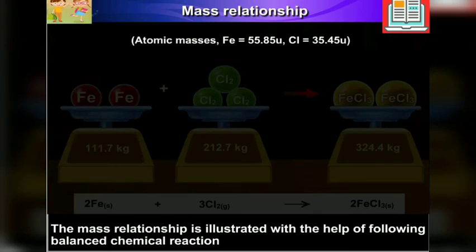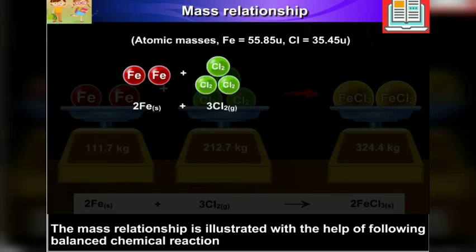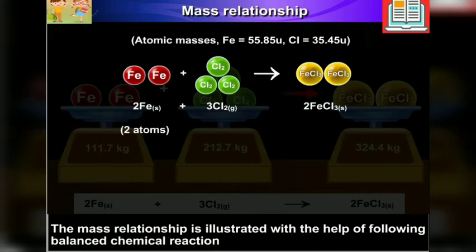Atomic masses: Fe equals 55.85 u, Cl equals 35.45 u. 2Fe in solid form plus 3Cl2 in gaseous form gives 2FeCl3 in solid form. 2 atoms of Fe, 3 molecules of Cl2 gives 2 molecules of FeCl3.